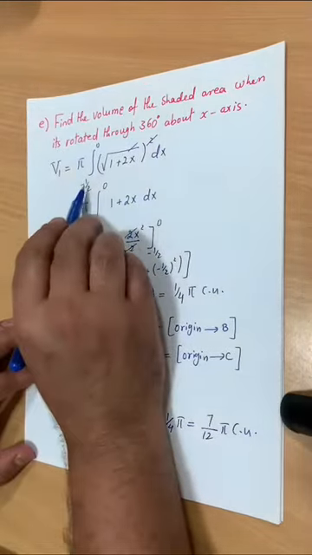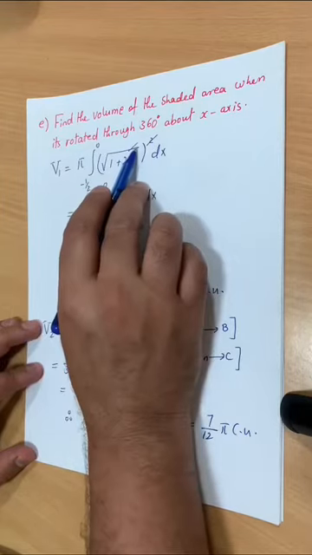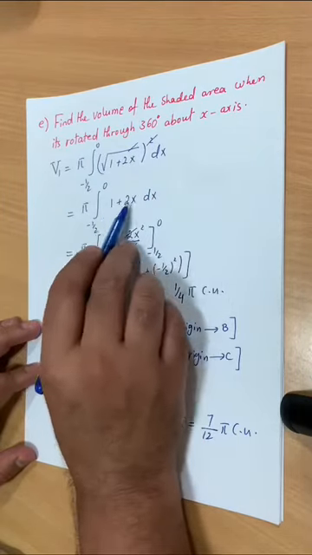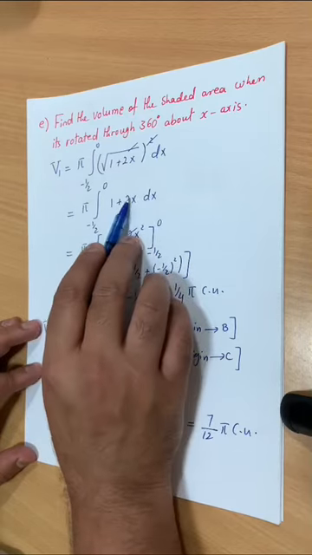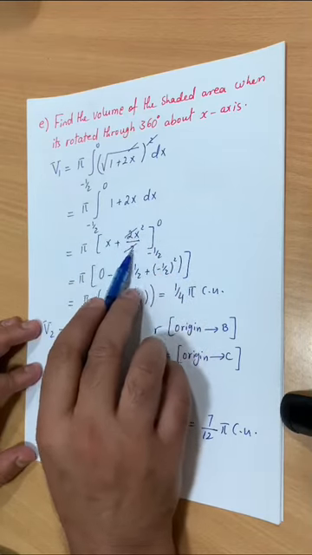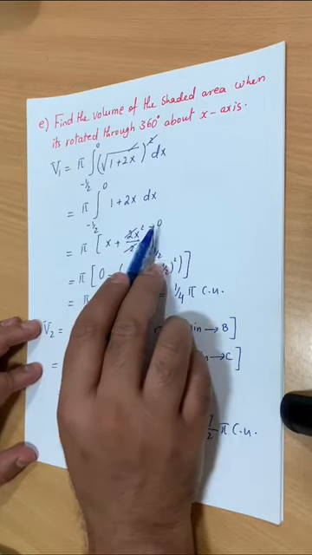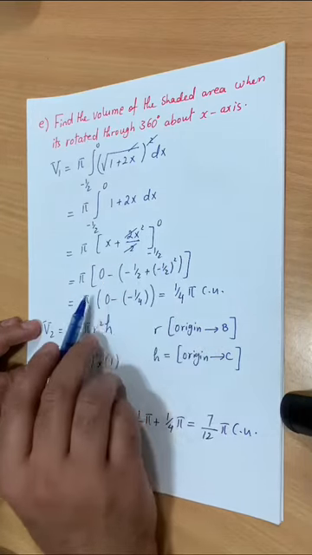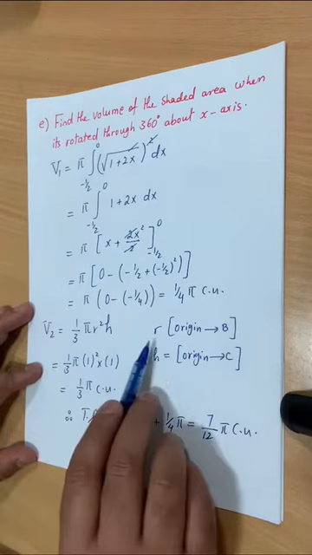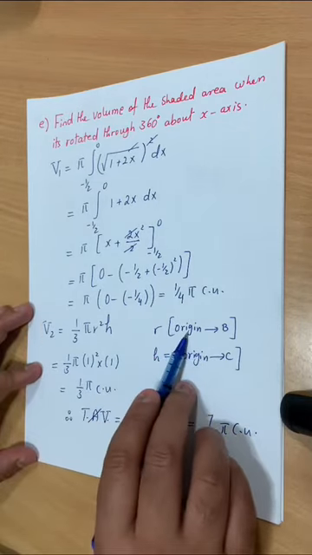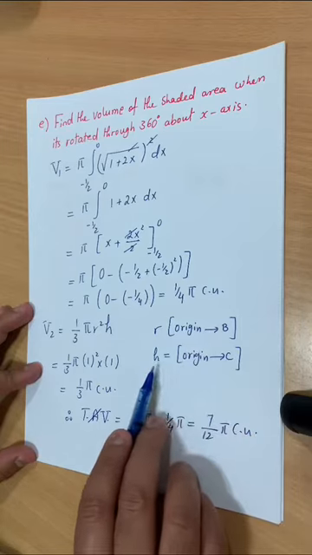Volume 1, pi integral from negative half to 0, so squaring of the square root will cancel. Then you have only 1 plus 2x left. Integration of 1 is x, integration of 2x is 2x squared over 2. 2 will cancel 2. Once replacing 0 and once replacing negative half, you're going to find at the end quarter pi.